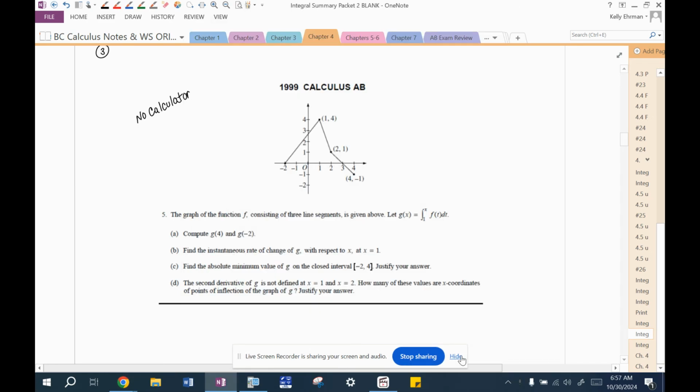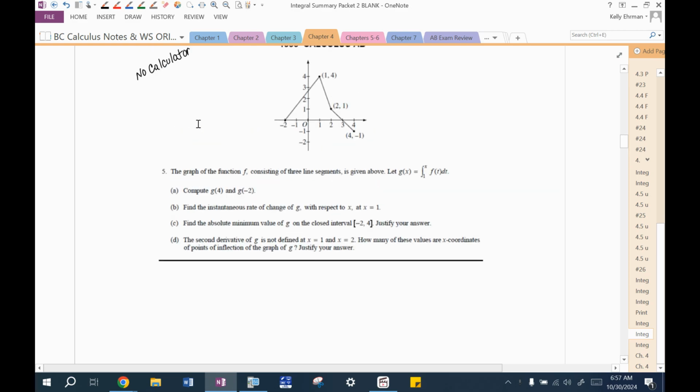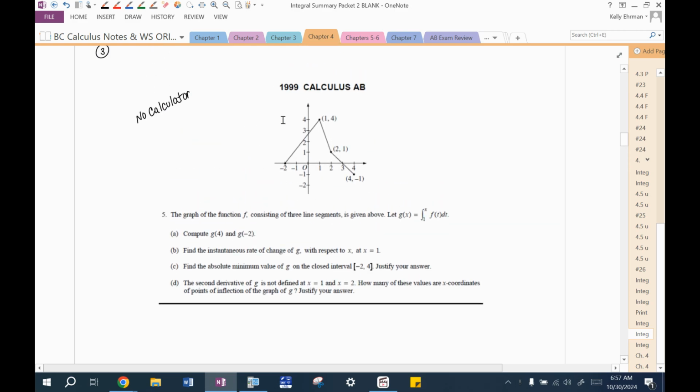All right, page 3 here. This one says no calculator. The other two would have been no calculator as well. The graph of the function f, again, this is f, consists of 3 line segments. So that means that we can make geometry shapes out of this.